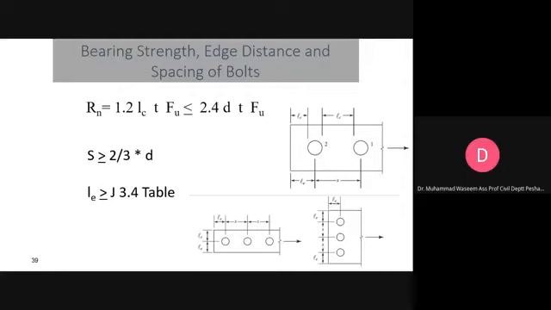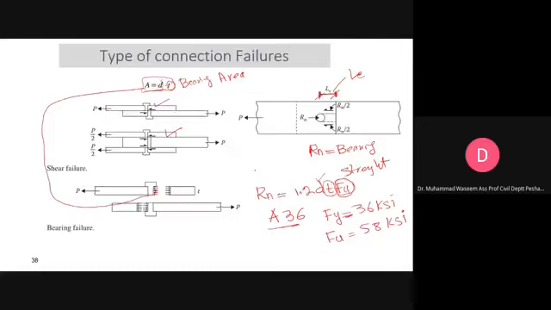This slide is showing the bearing strength. How can you compute the bearing strength? This formulation is given by AISC for bearing strength. In order to evaluate the bearing strength, you should use this formulation: 1.2 into Lc. I forgot to write Lc. This is Lc, I'm sorry.